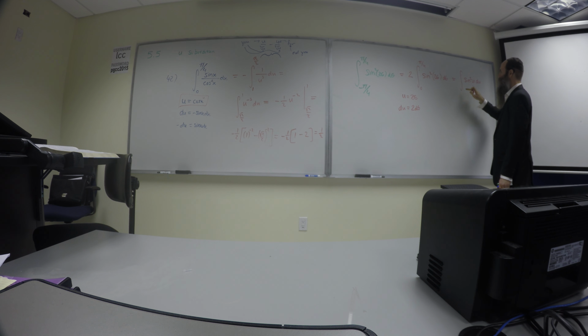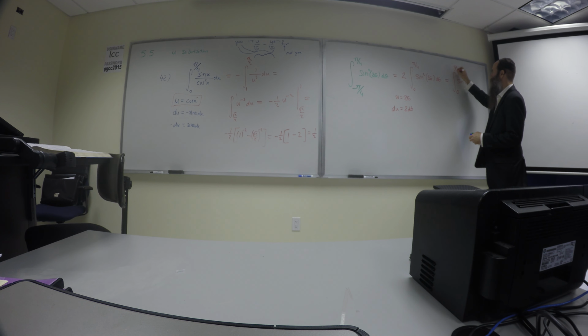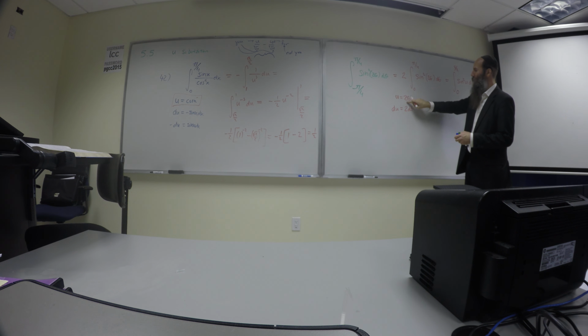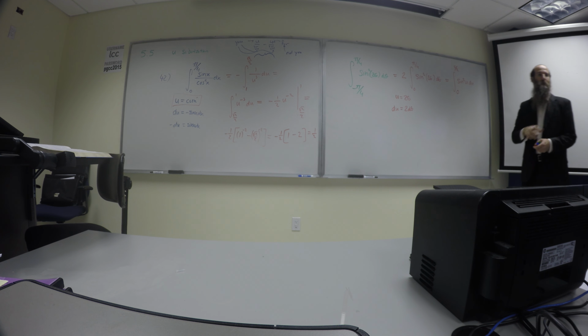Now what are the new limits of integration? So u is 2 theta, with 0 and pi over 4 for theta. Just multiply the theta values through. So 0 times 2 is 0. Pi over 4 times 2 is pi over 2. So we have our u values now, 0 to pi over 2.